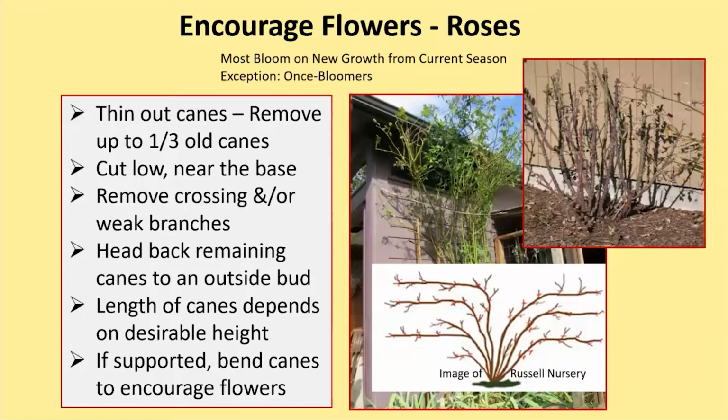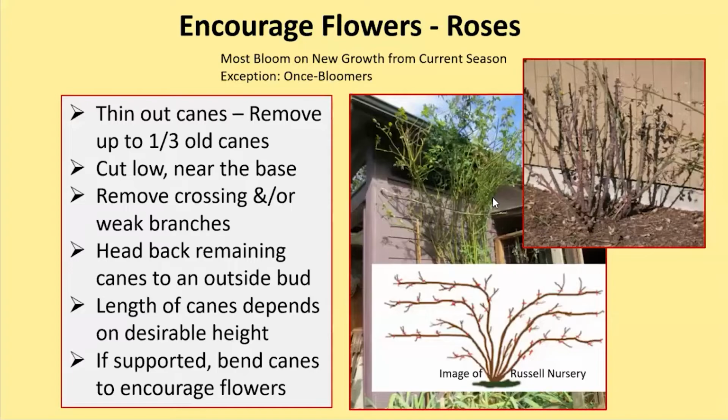But most often we're pruning shrubs because we want flowers. So with roses, most of them will bloom on new growth, which is growth that happened this year, the same season as the flowers. The exception would be the once bloomers. So if you have a once blooming rose, just prune after it's flowered. But all the other roses you can prune late winter. And it's the same approach as other shrubs. You thin out the canes, remove up to a third of the old canes, cut as low as you can, close to the base, and remove anything that's crossing or weak.